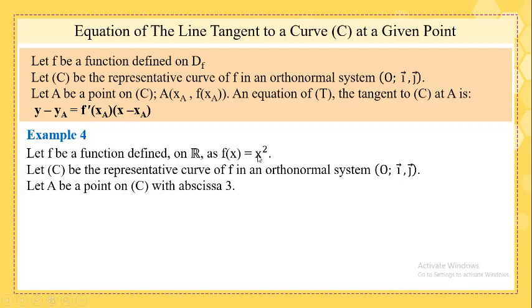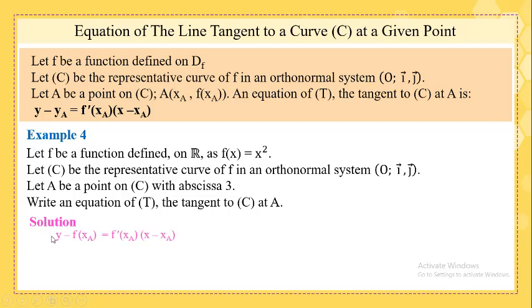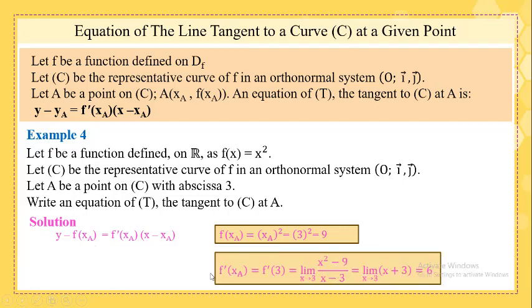Example. We have function f of x equal x squared. We have point a with abscissa 3. We want to write the equation of the tangent at point a. y minus f of xa equals f prime of xa times (x minus xa). Simply, we apply the rule. We calculate f of xa alone, and we calculate f prime of xa alone, and we substitute, and as you see, we get the equation of the tangent.